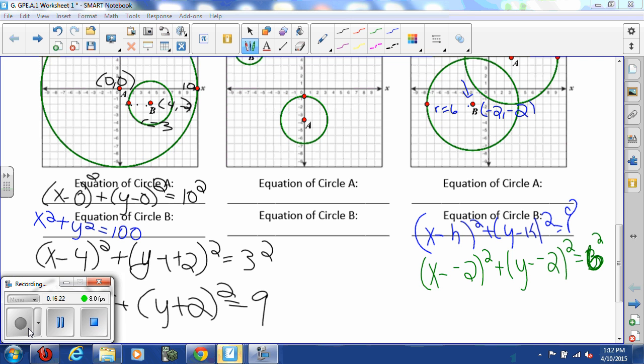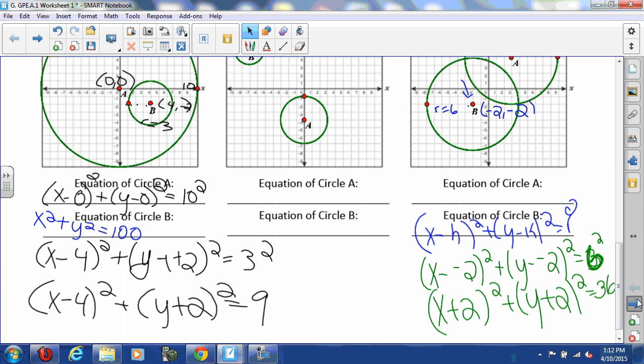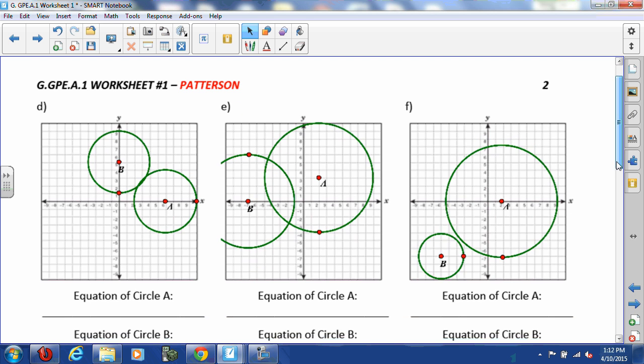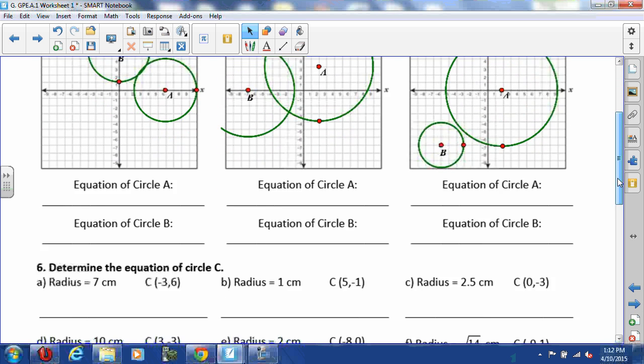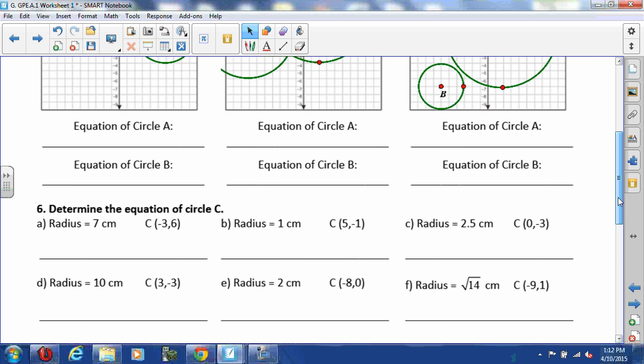I won't leave it like that because it's not pretty. So I would do x plus 2, that quantity squared, double negatives, y plus 2, that quantity squared, equals 36. So do the rest for homework. Backside. I don't think we have to do any more of those. It's the same thing as what we were doing on top.